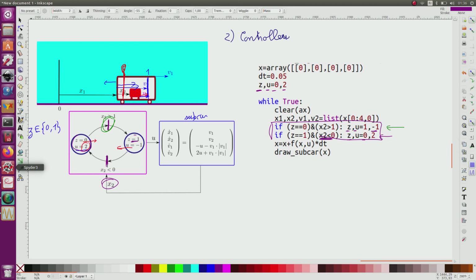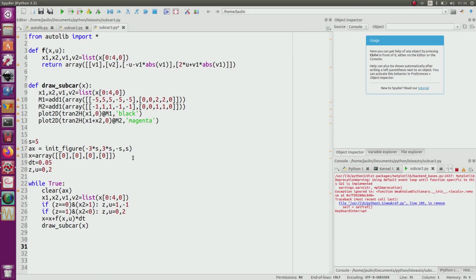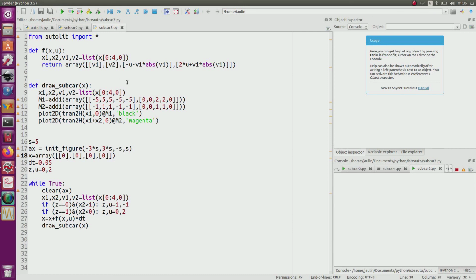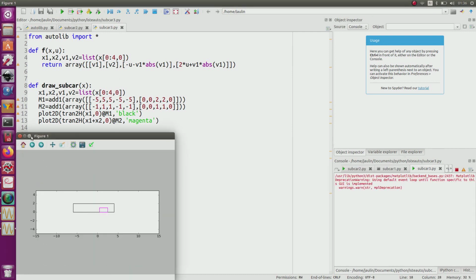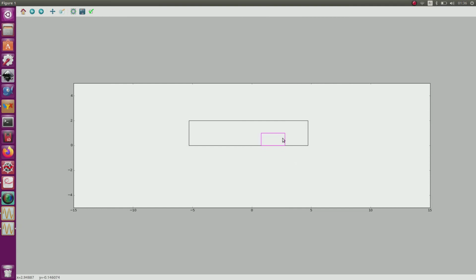I switch to Python here. I run the program. I can see that the weight goes left and right, oscillating like this, and slowly the box will move right.